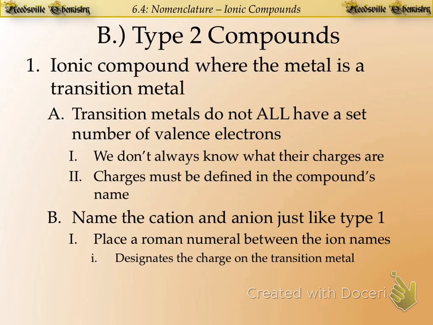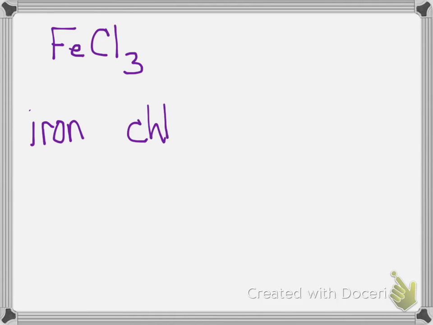I'll give you an example here, the one I just said. FeCl3. We know Fe is iron, so we just write iron. And we know Cl is chloride. Then we find iron on the periodic table, and we see it's a transition metal. That should tell us right away that we have to leave a little space right in there. We need a Roman numeral to tell what the charge on the iron atom is.